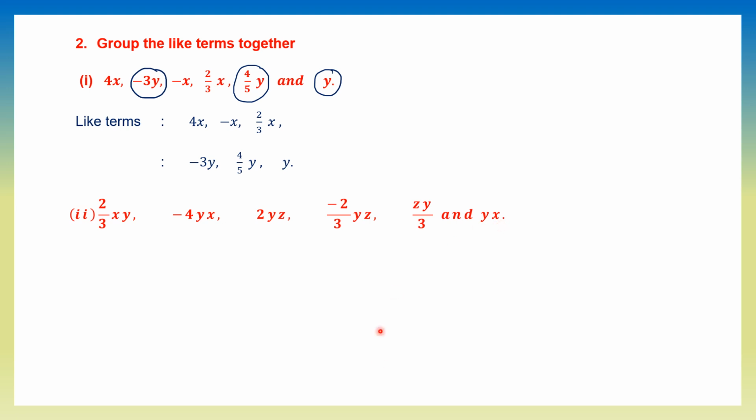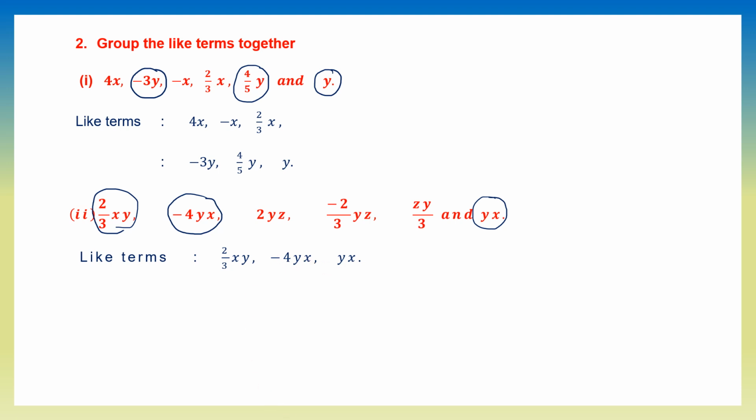Then we have yx. So we can take all the xy's together. This is one term with xy. Then again I have one xy. Then here also I have another xy. So these are all one set of like terms. So we have written that down. So that's 2 by 3xy, minus 4yx, and the last one yx. So the order can be different, doesn't matter, as long as there is one x and one y.